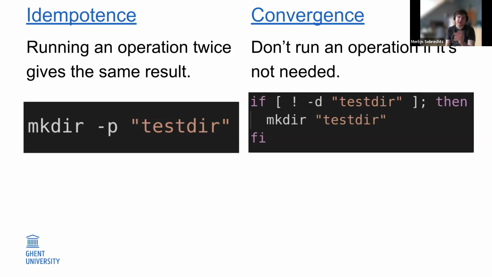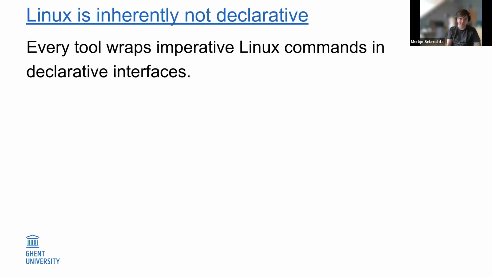On the right, checking if that directory already exists happens in the same process. This is done by your script itself. And because of that, there's a lot of overhead that you don't have with the convergent approach. I want to add to this that Linux is inherently not declarative. Every declarative system administration tool basically wraps imperative Linux commands in declarative interfaces.